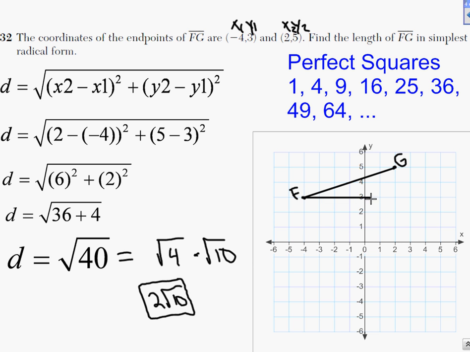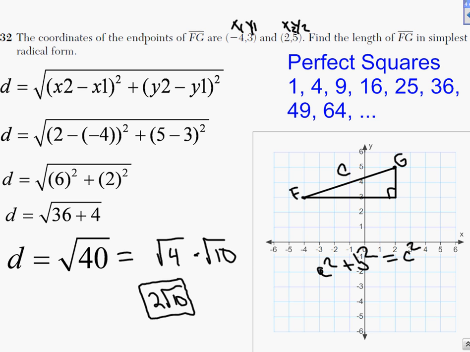Now what you want to do is form a right triangle, and you're going to see why you form a right triangle in a second. What I want to just go over briefly is you make sure that one of the legs is parallel to the x-axis and one of the legs is parallel to the y-axis. That's going to ensure that you have a right triangle. Okay, now the reason you're going to form a right triangle is because now you can use the Pythagorean theorem to find FG.